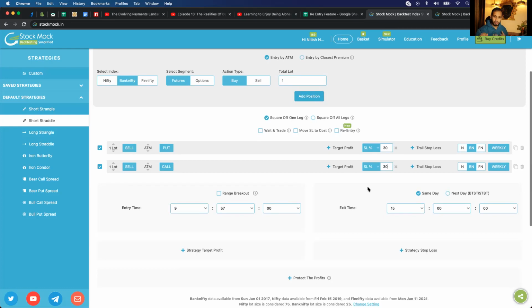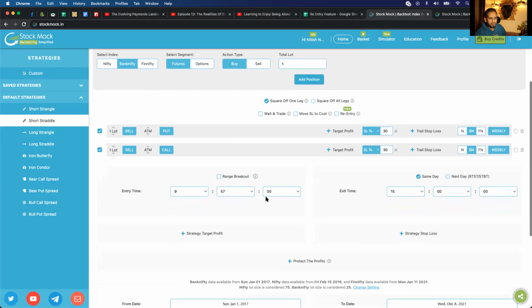Whatever strategy I show is just for demonstration. Don't take it at face value. On Stockmock, you can generally test various varieties. There are so many things lying out there. Just don't follow whatever I demonstrate here. It's just for explanation purposes, to show how we can improve our strategies. Better take it as educational. Okay. So it's a very simple thing: 9:57 entry, 3 o'clock exit, 30% SL.